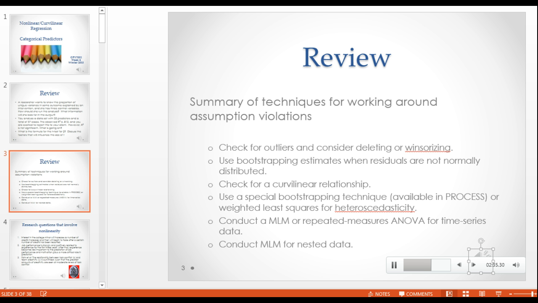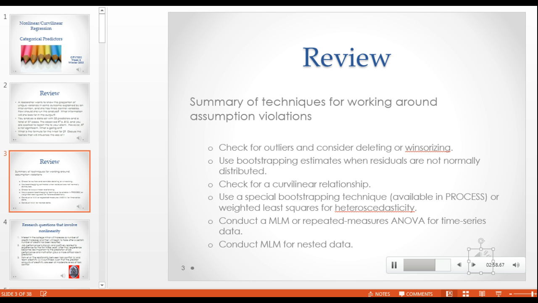For heteroscedasticity, there's a special type of bootstrapping technique. I don't think SPSS has this one. However, it's available in PROCESS. You can ask for it on a menu. It doesn't come up by default, but it's very helpful. You could also use a weighted least squares technique that Field talks about in his chapter, Beast of Bias, chapter 5.